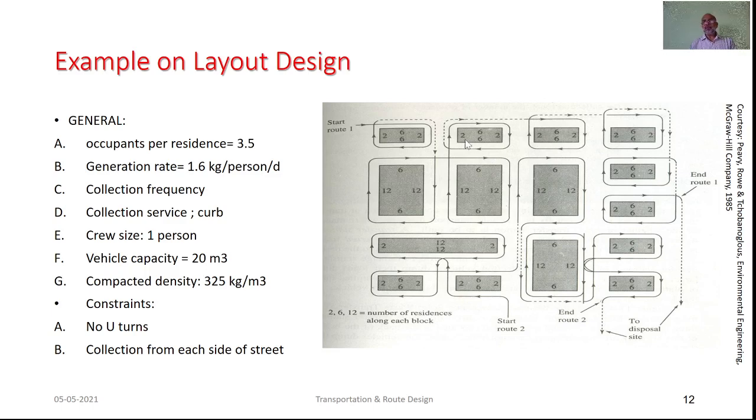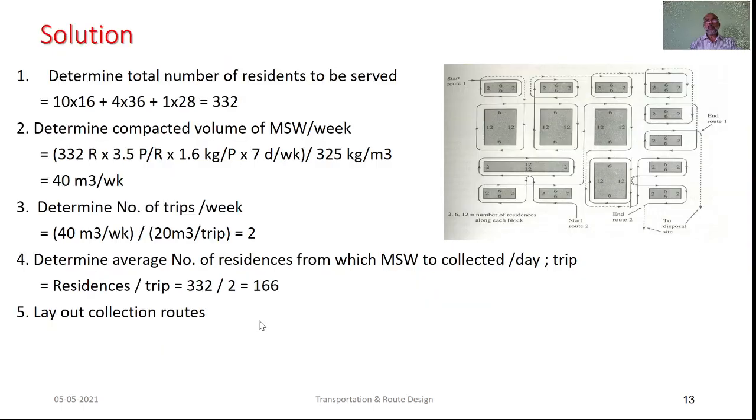So just you can refer to this particular sketch. This is the neat arrangement of the various blocks. As far as Indian circumstances are concerned, this system may not be always possible, but in order to understand this particular layout design, here we will refer to this particular data. So by referring to the data, as a first step, we have determined the total number of the residents to be served as 332. The computations are self-sufficient to understand.